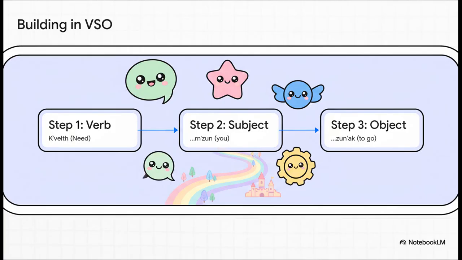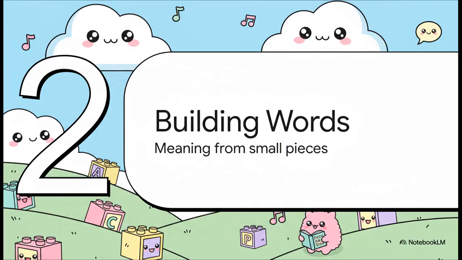Let's see this in action. Here's a super simple sentence in Kar'yn. First, you start with a verb, kulvith, which means need. Then you bring in the subject, mzin, or you. And finally, what's the object of that need? Zanak, to go. Verb, subject, object. Kulvith, mzin, zanak. See? Once you've got this core engine, you can start building all the other parts, the words themselves.